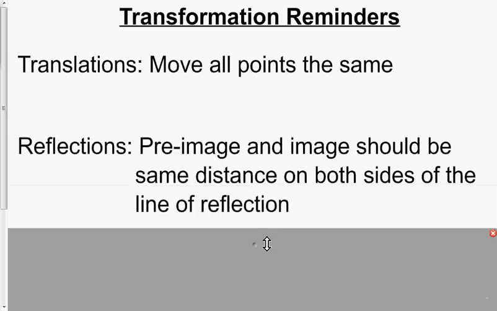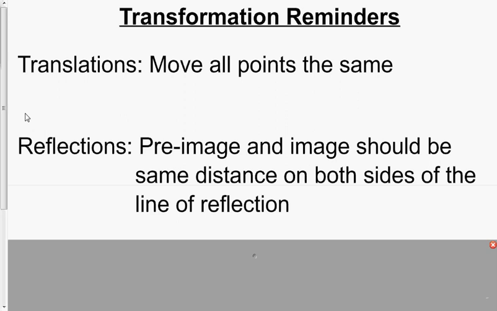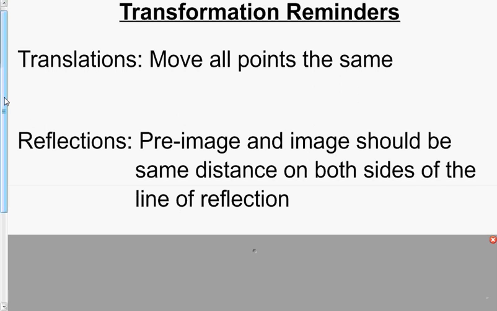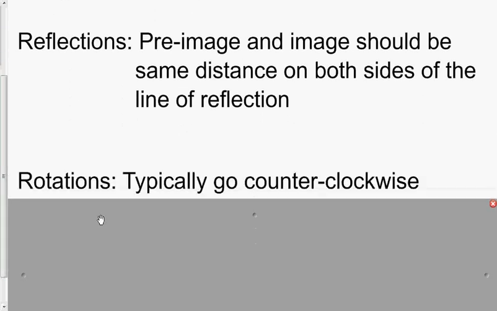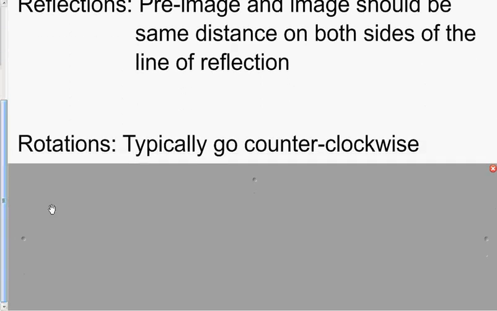Reflections. So when you do reflections on a graph, it's important to note that the pre-image and image should be the same distance on both sides of the line of reflection, and obviously it should look the same shape and size as well. But just make sure it's the same distance away from that line of reflection. And then finally, rotations. Rotations are a little bit harder to do visually, working on clockwise versus counterclockwise, but on a graph, typically we're going to do counterclockwise unless told otherwise.